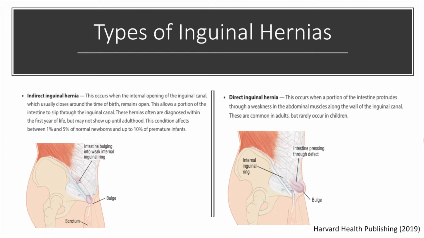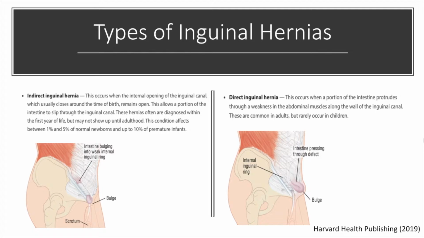This occurs when the internal opening of the inguinal canal, which usually closes around the time of birth, remains open. This allows a portion of the intestine to slip through the inguinal canal. These hernias are often diagnosed within the first year of life, but may not show up until adulthood. This condition affects between 1 and 5% of normal newborns and up to 10% of premature infants.